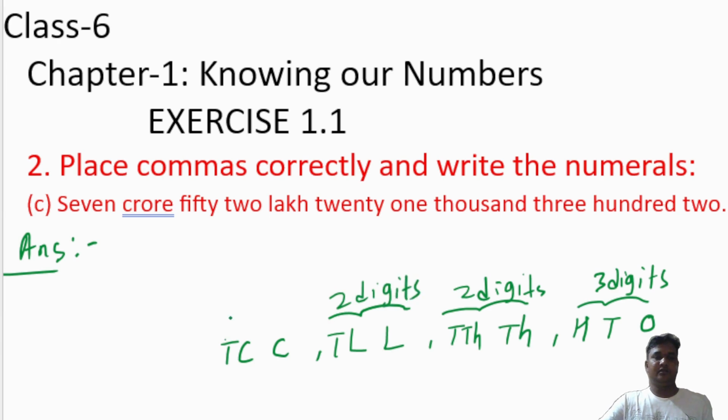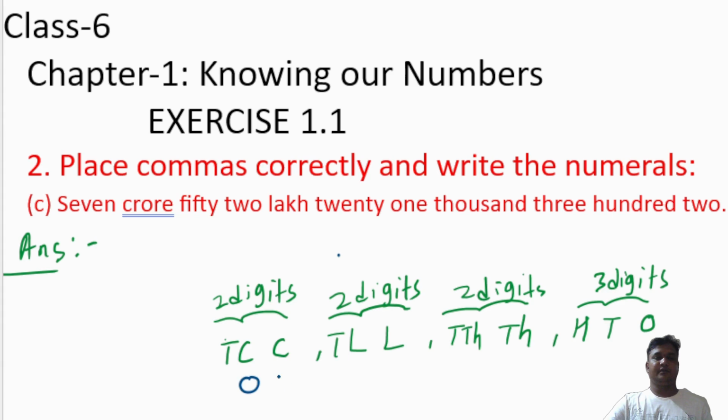Similarly, crore also takes 2 digits. So now, what is given? 7 crore 52 lakhs. How can we write 7 crore? We cannot write it as just 7 here. We have to write 7 crore in 2 digits. So how can we write it? 2 digits are there.